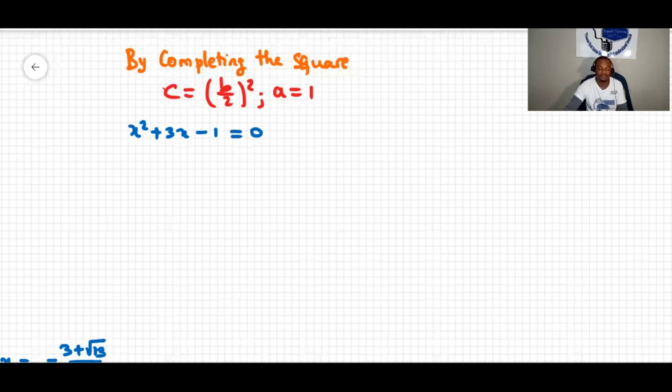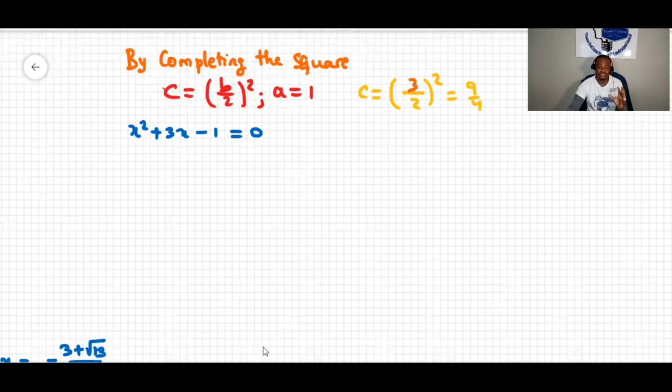And then if we need to find C, C will be equal to (B over 2) squared, where B is 3. So we have 3 over 2 to the power of 2, which is equal to 9 over 4. This is 9 over 4. So we know the value of C is 9 over 4.